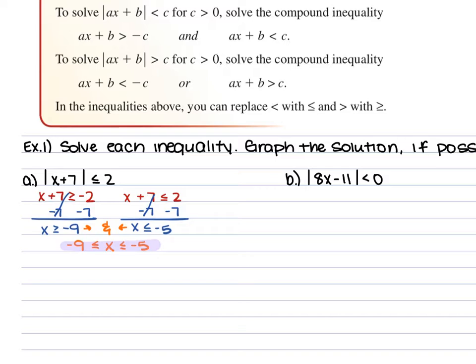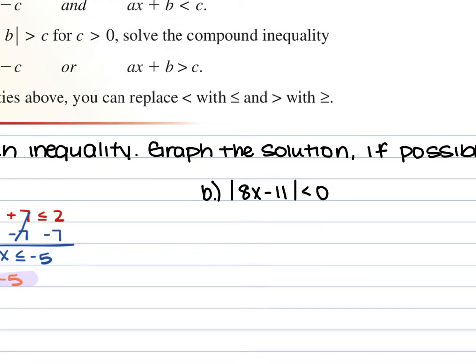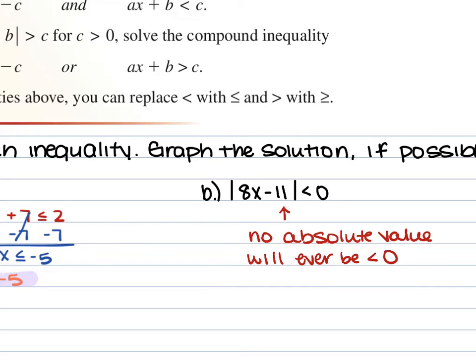For example B, we have the absolute value of 8x minus 11 is less than 0. The absolute value of any number is always positive. So is it possible for a positive number to be less than 0? No, it's not. So this is always going to be a false statement. So no absolute value will ever be less than 0. So this is no solution.